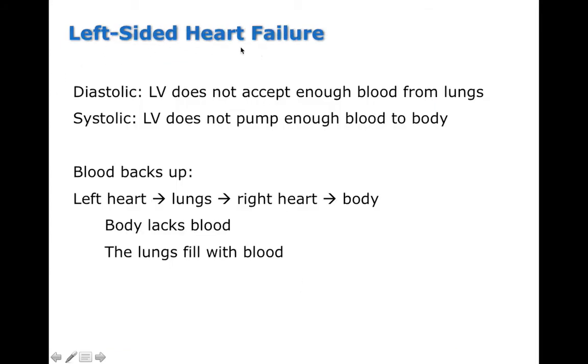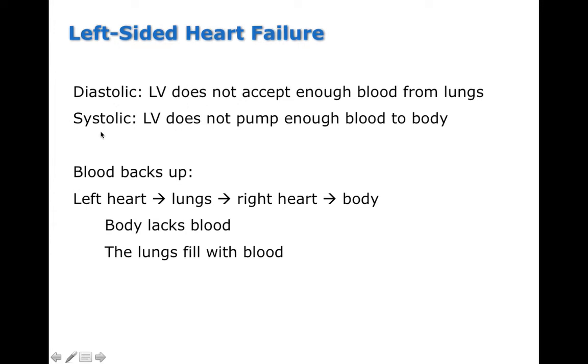So, in terms of left-sided heart failure, remember we have diastolic and systolic failures. If it's a diastolic left-sided heart failure, the left ventricle doesn't accept enough blood from the lungs. And this can come from a variety of functions. It could be due to the fact that the left ventricle is scarred and might not be as compliant. And if it can't fill with blood properly, then it can't really pump that much blood either.